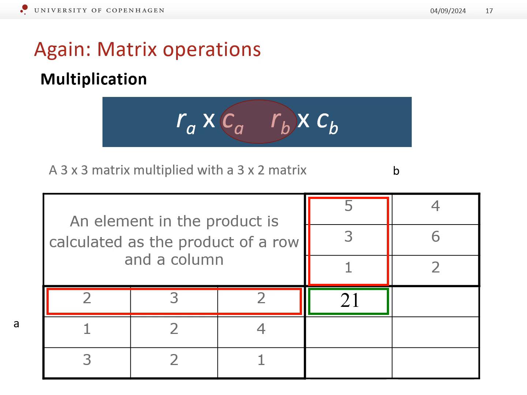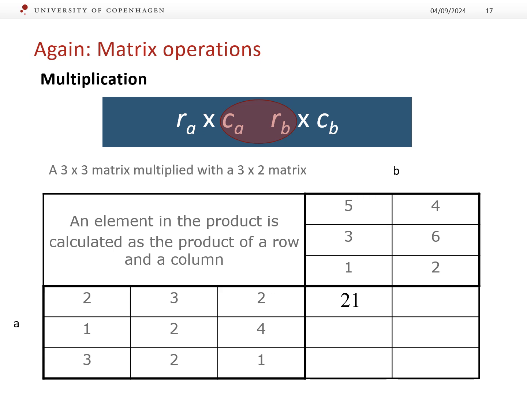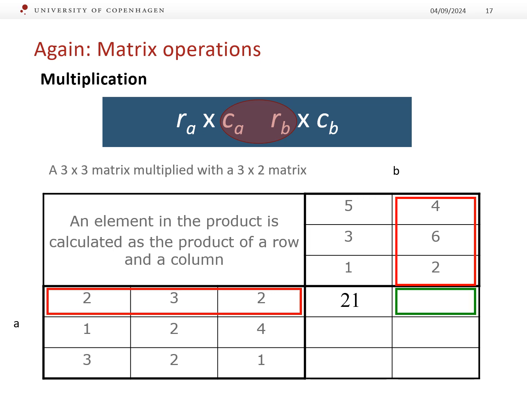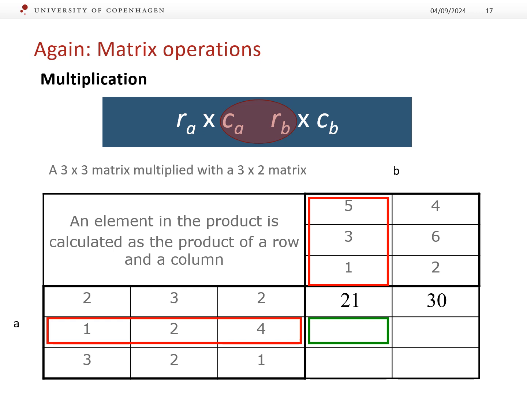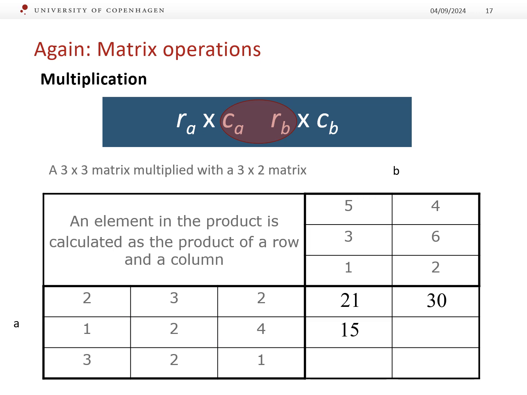Then we stay with the first row in A, but then we take the second column in B, and we do 2 times 4 plus 3 times 6 plus 2 times 2, and we get 30. Then we move down to the second row in matrix A, back to the first column in matrix B, and we have 1 times 5 plus 2 times 3 plus 4 times 1, which gives us 15. And again, if we keep doing that, we get 24, 22, and 26.